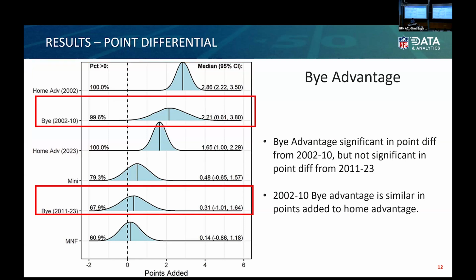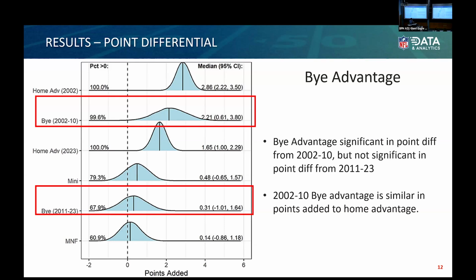Now let's talk about the buy advantage. And this is probably one of the most interesting findings of this entire analysis right here. So if you look at the buy advantage from 2002 to 2010, you notice that the advantage was significant. It's 99.6% positive. The value is about 2.21, which is almost as much as home advantage. It's obviously a wider distribution because we have fewer observations. But the fact that it's significant and valued pretty high is pretty interesting. It's almost like an additional home advantage if you have that buy advantage.